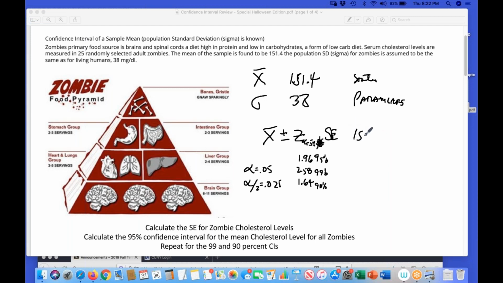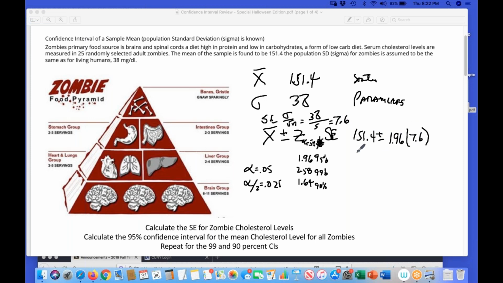So 151.4 plus or minus, for a 95% confidence interval, 1.96 times our standard error. What's our standard error going to be equal to? The standard error is equal to sigma over the square root of the sample size, which is 38 divided by the square root of 25, which is 5. So that's going to be 7.6. Okay, so standard error is going to be 7.6.